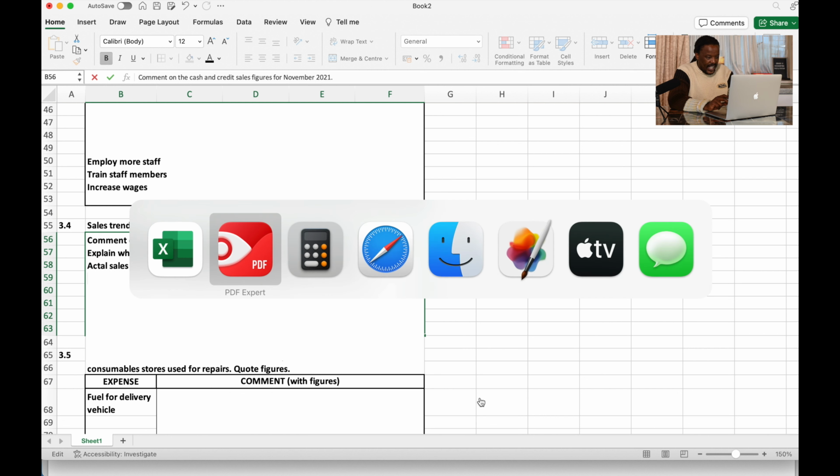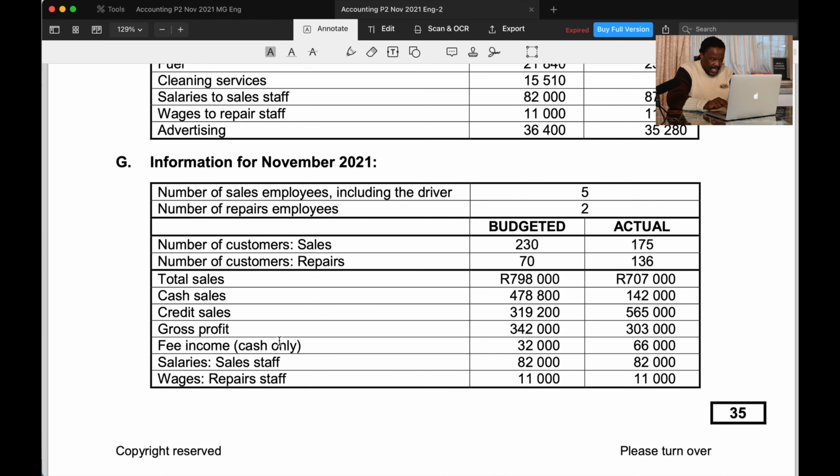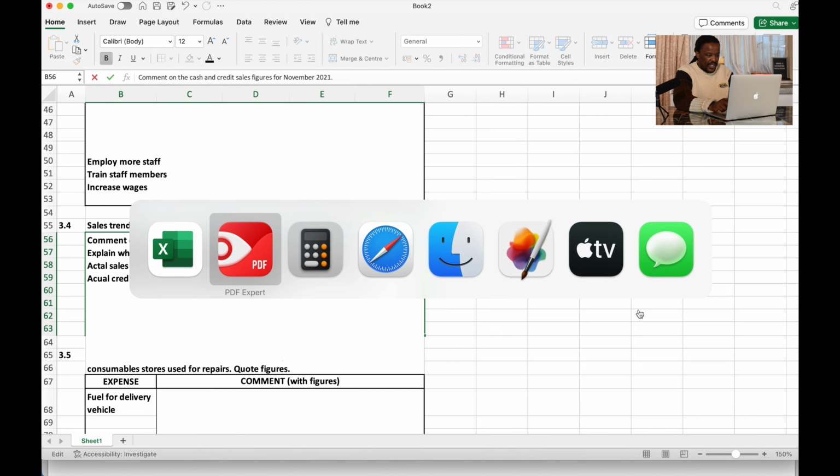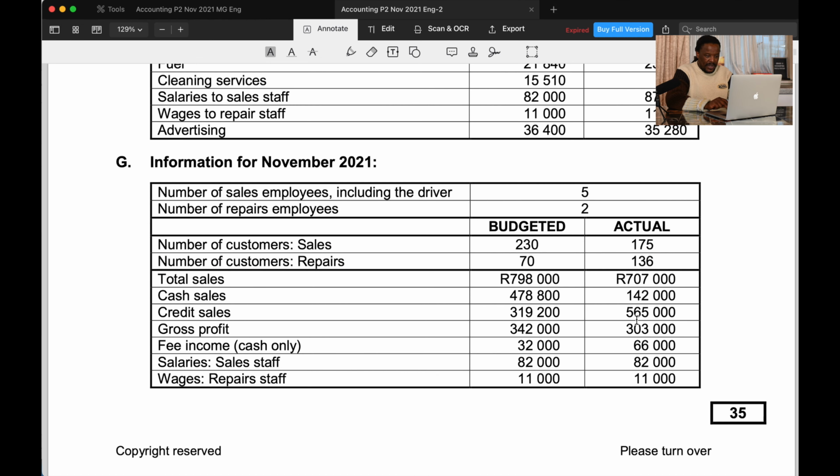Again we check credit sales. What about the credit sales? Credit sales were budgeted, while actual credit sales were more than budgeted for. Also, you quote figures. To quote figures, you look at credit sales, same thing that you did earlier, 565,000.